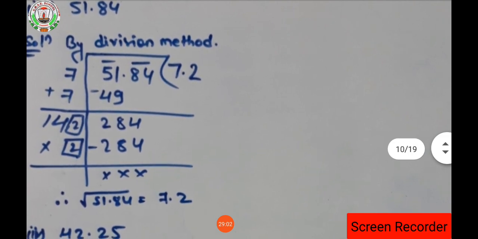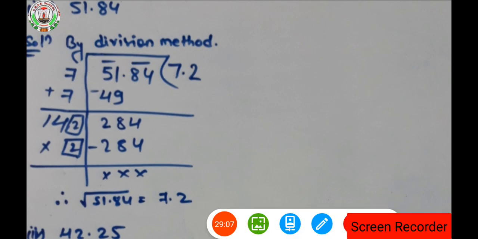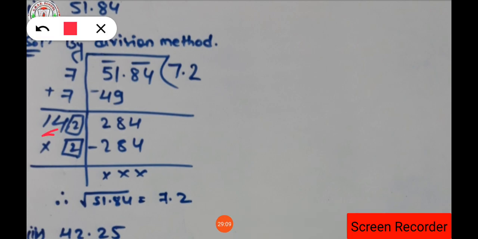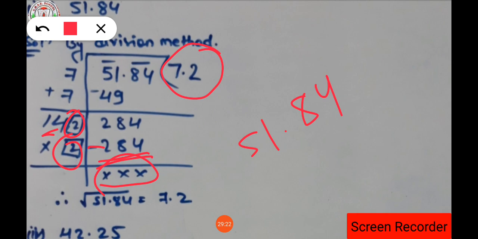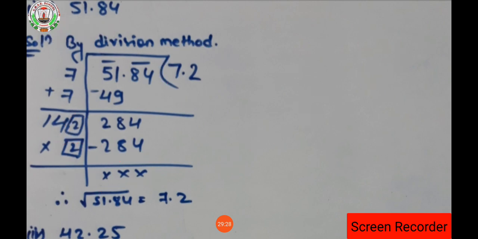Then 7 will be added, it will become 14. Then we have to think of a number that will be multiplied to get this much. That number is 2. That 2 we are going to write here. So after subtraction it will become 0. So what's the square root of 51.84? That is 7.2. Clear?